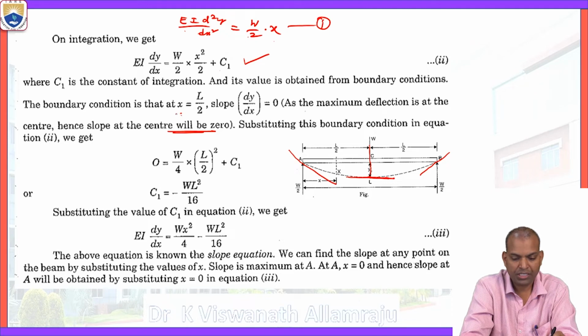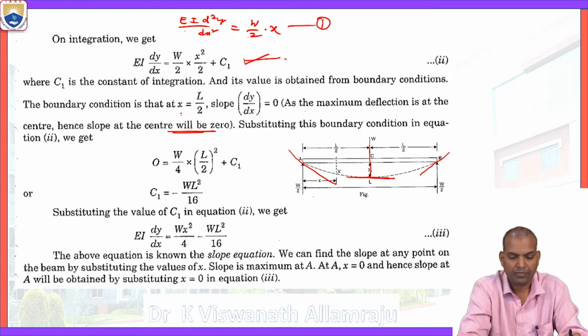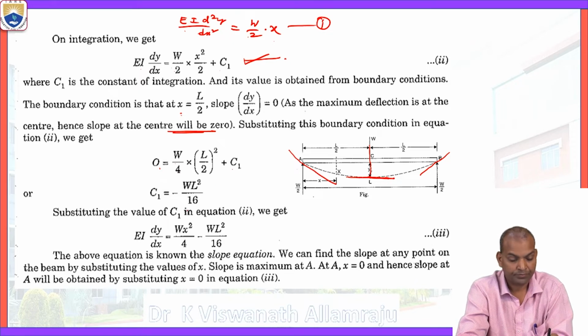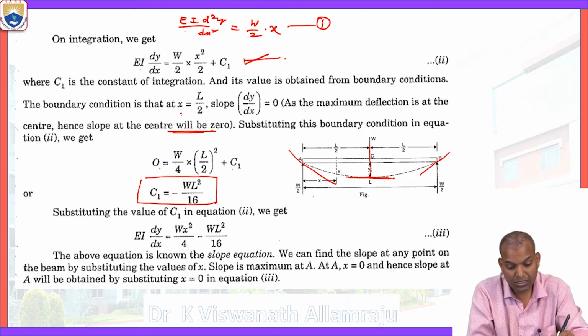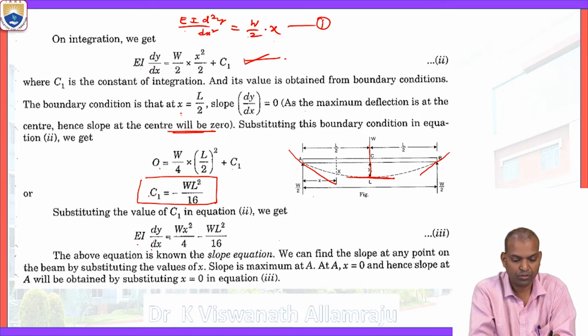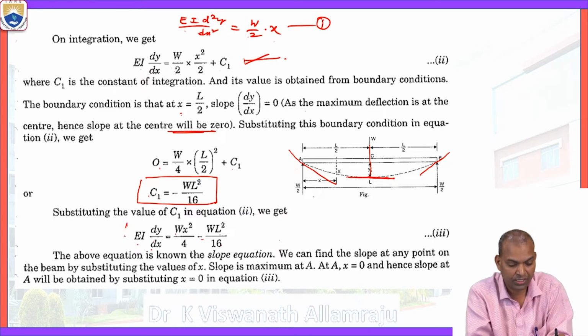Substitute this boundary condition in equation 2 here. Then EI into dy by dx, the slope being 0, equal to W by 2 times, with x equal to L by 2, L square by 4 by 2, that is L square by 8. That is W L square by 16, plus C1. The C1 equal to minus W L square by 16. Substitute this C1 value in equation 2. Then EI into dy by dx equal to W x square by 4 minus W L square by 16. This is known as the slope equation.